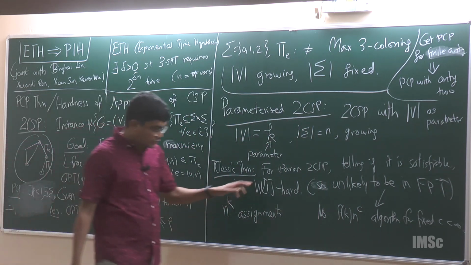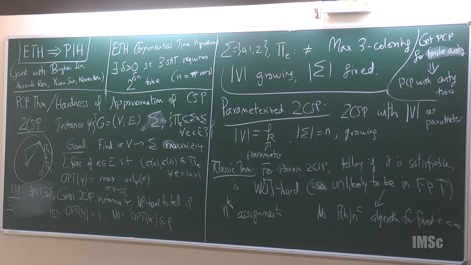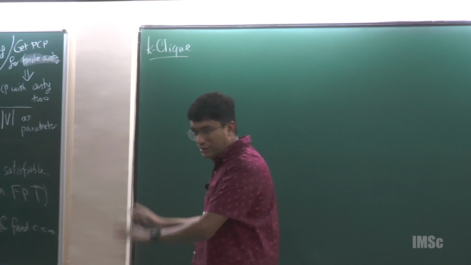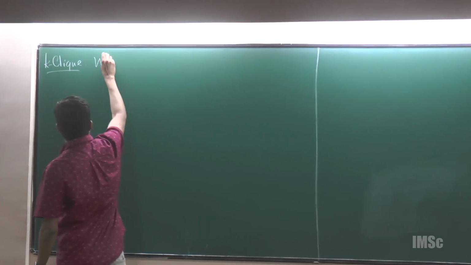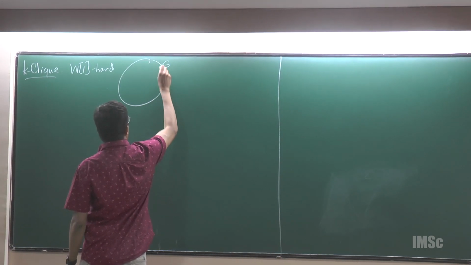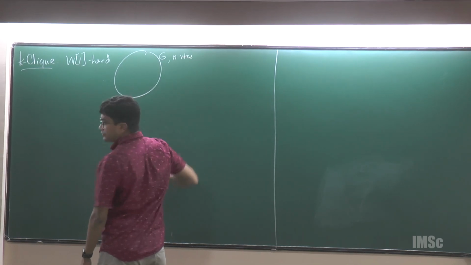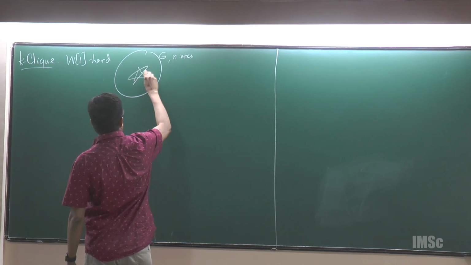Let's see what I want to do first. Any questions so far? I'll give you an example of this problem, a very nice example. You all probably know the clique problem, which is one of the classic things, W1 complete, but I'll only worry about hardness. So clique is W1 hard. And what is clique? You're given a graph G on n vertices, and you want to know: is there a clique of size k?